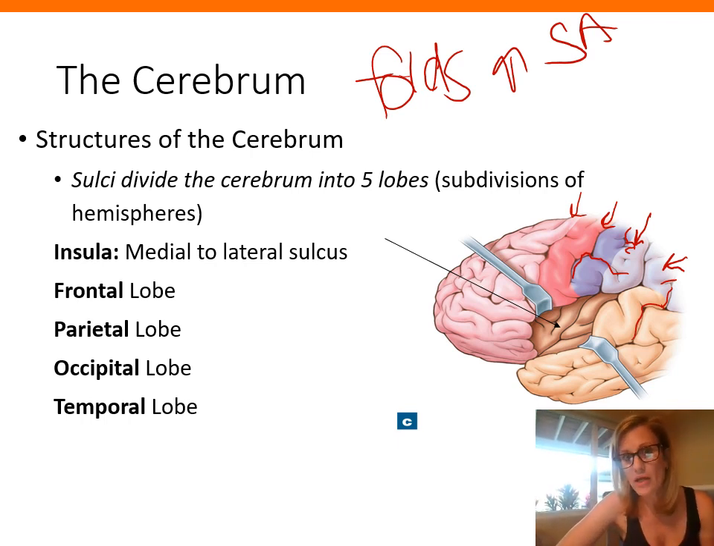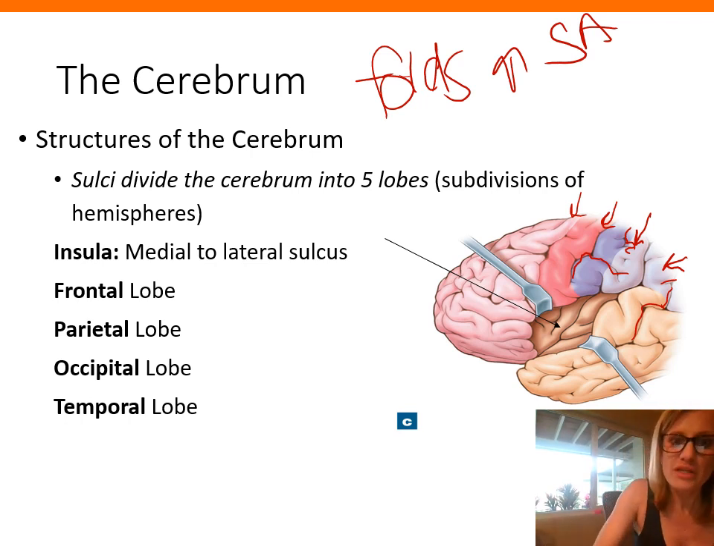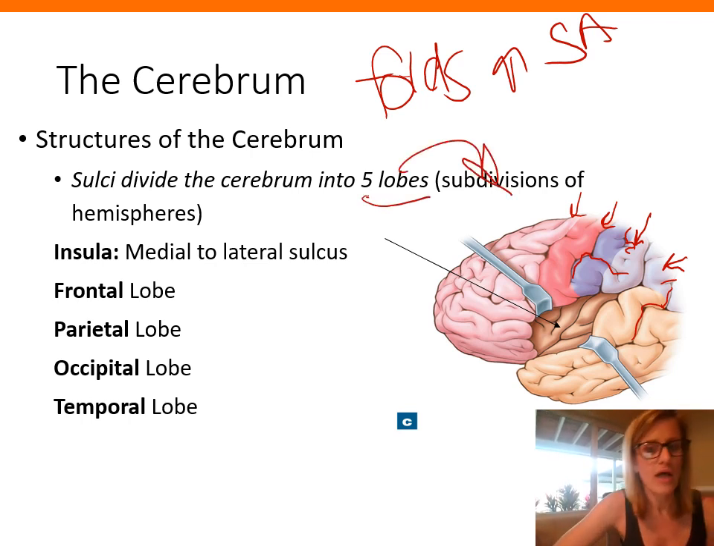Every so often, the sulci, the little grooves, are more prominent. They become really deep. Those deep sulci are there to divide the brain up into different lobes, or different sections. So we will see a few really prominent grooves or sulci, and we'll see how those help to separate the brain into different areas. So again, the sulci divide the cerebrum into 5 lobes, and these are just subdivisions of the hemispheres. The cerebral hemispheres are just the halves, the left half and the right half.